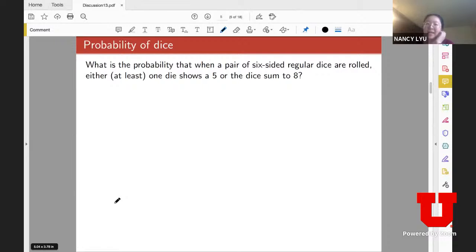All right, so this one asks, what is the probability that when a pair of 6-sided regular dice are rolled, either at least one die shows a 5 or the dice sum to 8? So either one die shows a 5 or the dice sum to 8. What is the general rule or probability when you have something that's asking like either or?